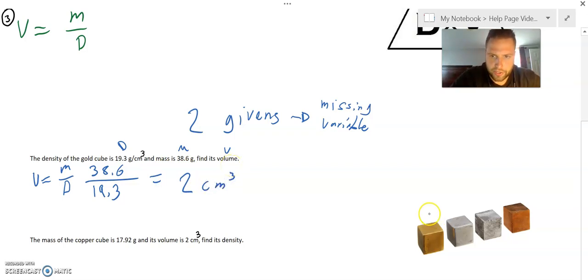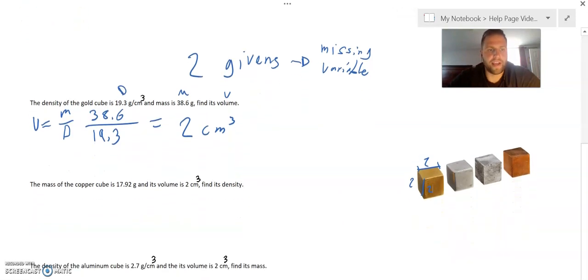So what they're telling us is that this gold cube is 2 by 2 by 2. All right, let's keep going to the next problem. The mass of the copper cube is 17.92 grams and its volume is 2 centimeters cubed. Find its density. So they've given us a mass. They've given us a volume. They want to find D.